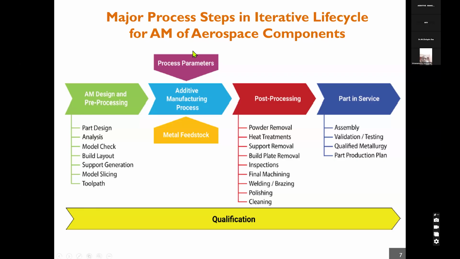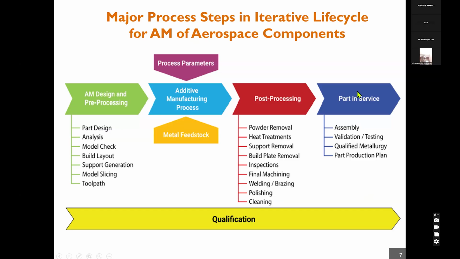And of course, we need to have process parameter optimization for carrying out the AM process itself, wherein I'll mainly focus my area on metal additive manufacturing. So we'll be using metal as feedstock, either in the form of powders or wires. And after the additive manufacturing process is completed, the part needs to be subjected to post-processing. So it involves powder removal, heat treatment to achieve the required mechanical properties, support removal, and also build plate removal. And also we need to subject the component to inspection. And in some cases, to achieve the dimensional tolerance requirements as per the drawings, we need to carry out machining. Sometimes we need to carry out welding, polishing, and also cleaning of the parts.